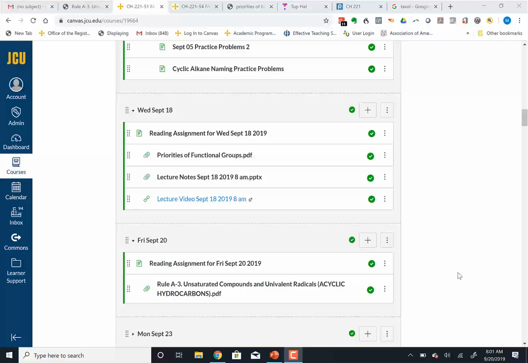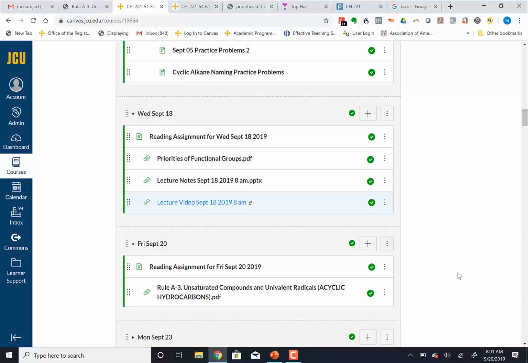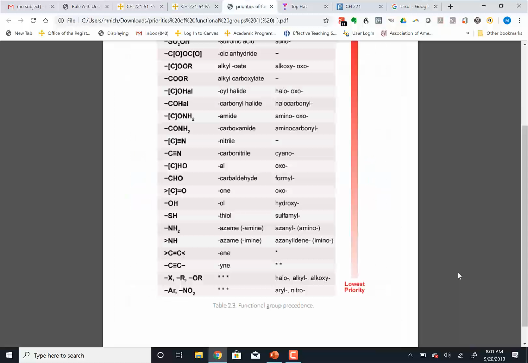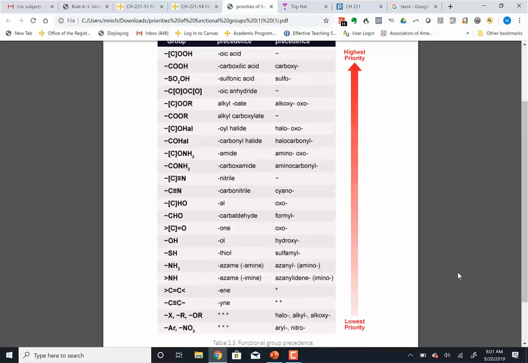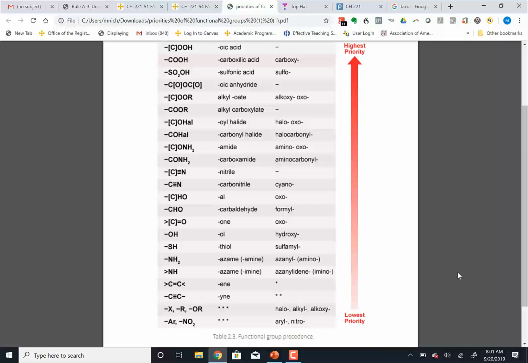Okay, so what I just handed out was the priorities of the functional groups, which is in your folder under Wednesdays. In Wednesdays, it's there. I'm going to open it up full screen. So this now is going to come into play today, as well as with the other functional groups that we're going to name. This gives you the priorities of the functional groups.